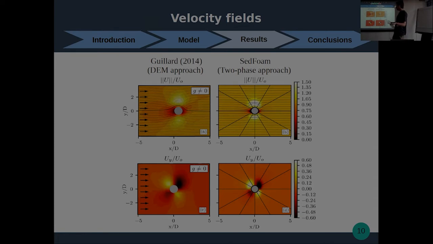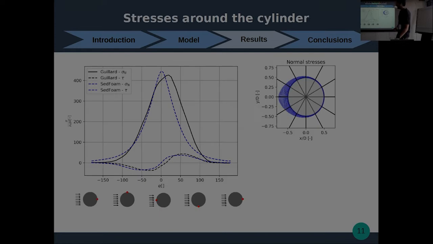So up to this point, we were pretty happy. The results seem great qualitatively, but we got less satisfactory results when we went more into the details and analyzed the stresses around the cylinder. So here we have the normal stresses, okay, at different locations around the object, and here we have the tangent stresses. So first thing we can take a look at is the most downstream point.